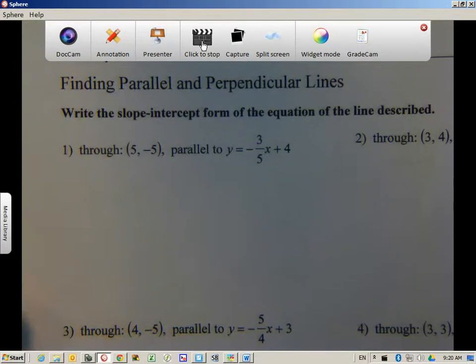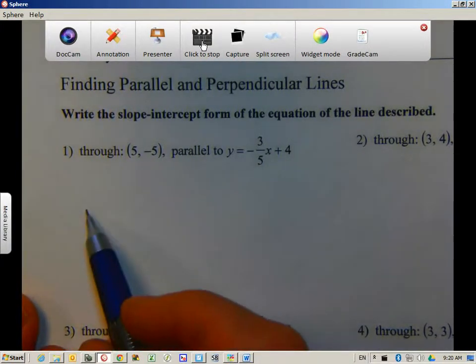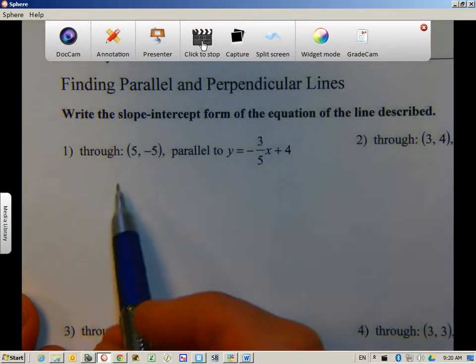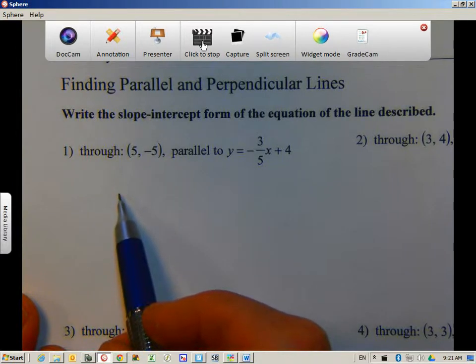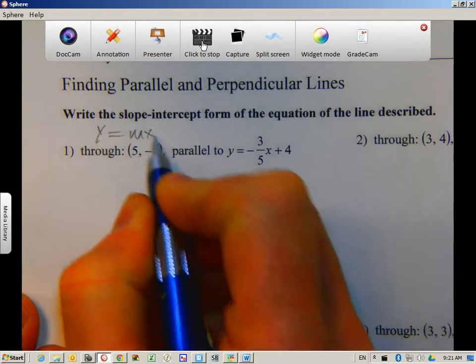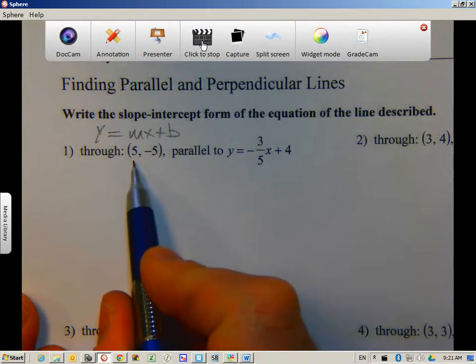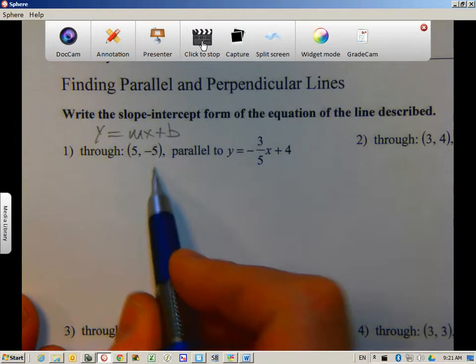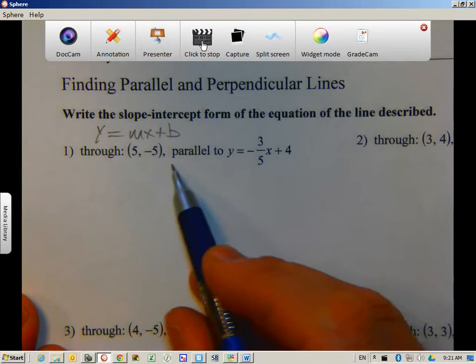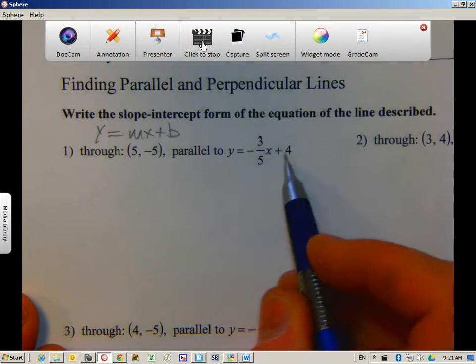So I'm going to work out two possible ways of solving the following problem. What we're asking for in this problem is we want to write the equation of a line in slope-intercept form, that is y equals mx plus b. We want to write it in this form. We want this line to go through the point x equals 5, y equals negative 5, and we want it parallel to this line, y equals negative 3 over 5x plus 4.